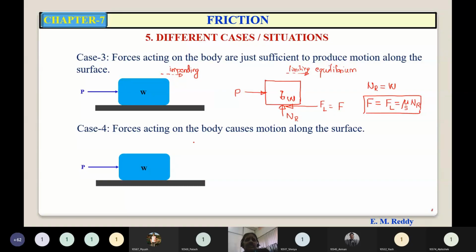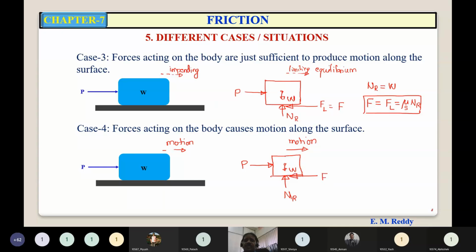Okay. So in the fourth case, the forces acting on the body cause motion along the surface. That means the body is in motion, so it is not in equilibrium. Then if you draw a free body diagram, you have the weight of the body, normal reaction, applied force P, but the body is in motion along the surface. So this is the friction force F.